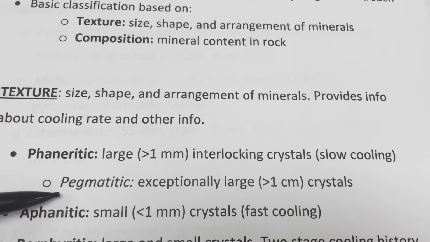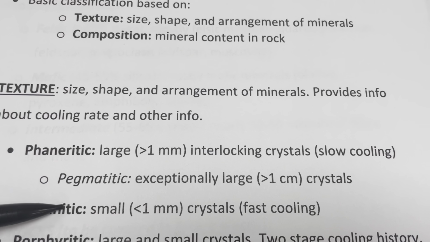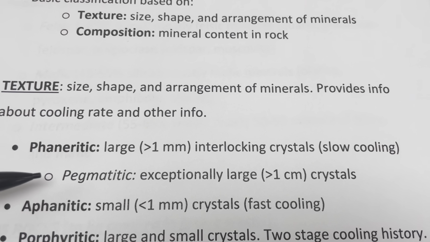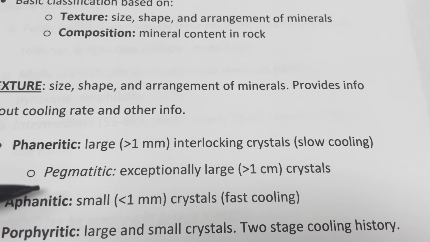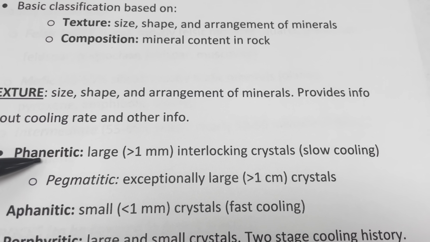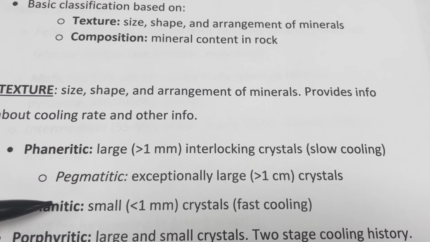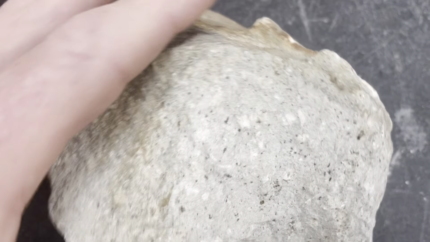So notice that the first thing we've learned here is just by looking at the size of the crystals, you can infer the relative cooling rates and therefore the environment, whether it's under the earth in a magma chamber cooling slowly, or erupted from a volcano. So what do our aphanitic rocks look like?